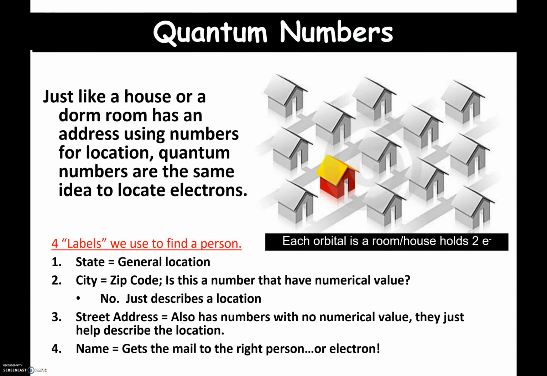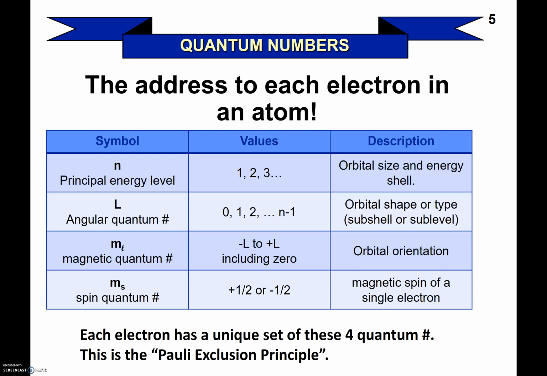The way to understand orbitals and quantum numbers is that when we're trying to address somebody and get a letter to them, we use 4 different labels to get to them: the state, the zip code, the street address, and finally their name. We'll get a letter to the right person. We're going to do the same thing. We're going to have 4 numbers to find the location of each electron in an atom.